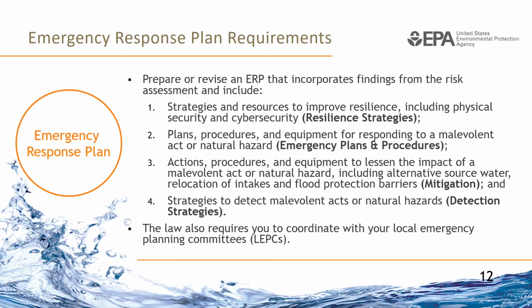Develop or update, if you already have one, an emergency response plan based on the information that you put together in your risk and resilience assessment, and making sure that you include the 4 criteria that are on this slide. Then you certify to EPA that you've done this by the deadline. The deadline is 6 months after you submit your risk and resilience assessment. Maintain records of it at your facility for 5 years, just like the risk and resilience assessment required. And then review, update, and recertify your emergency response plan every 5 years, again, just like the risk and resilience assessment requirement.